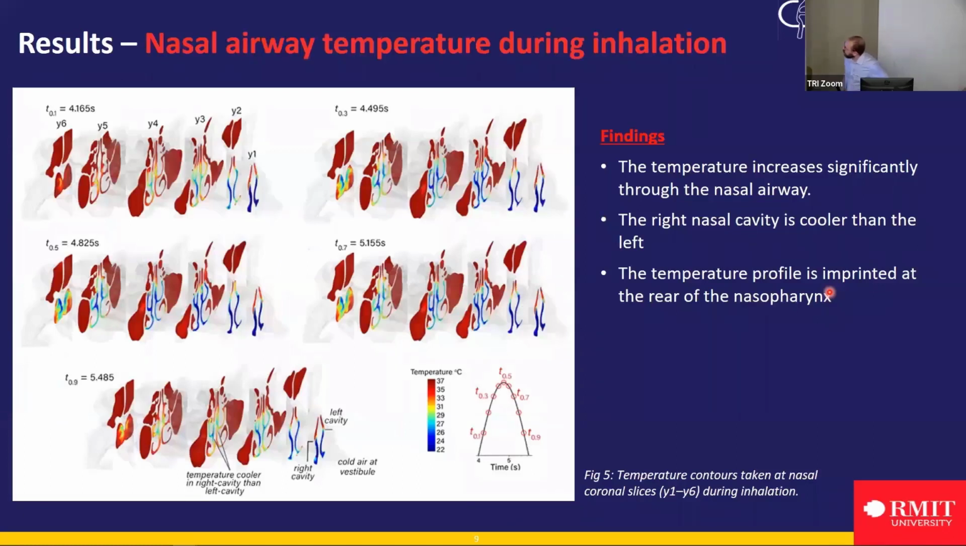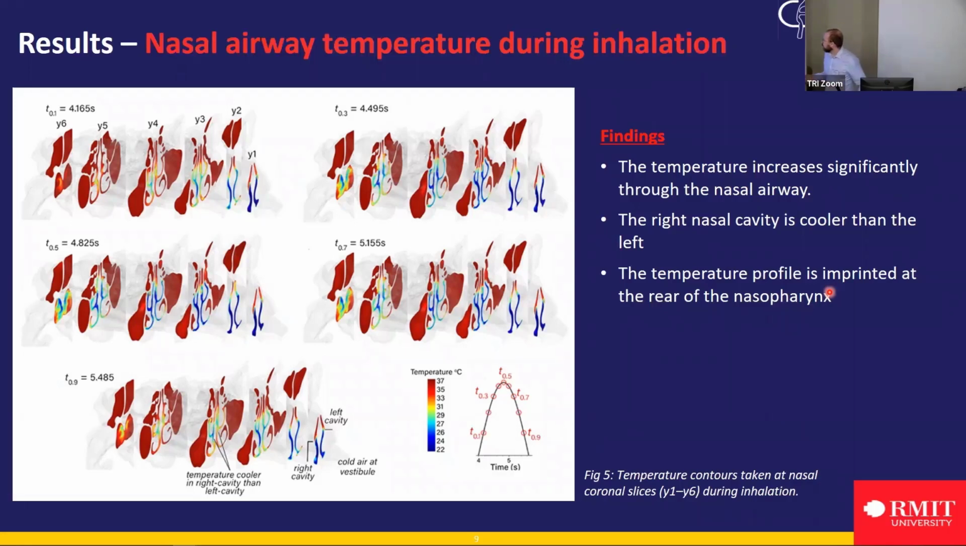So plotting the nasal airway temperature during inhalation, exhalation is mostly isothermal, so we didn't provide that information. But we can see that temperature increases significantly through this nasal cavity, highlighting the importance of the nasal cavity and the turbulence in controlling temperature.